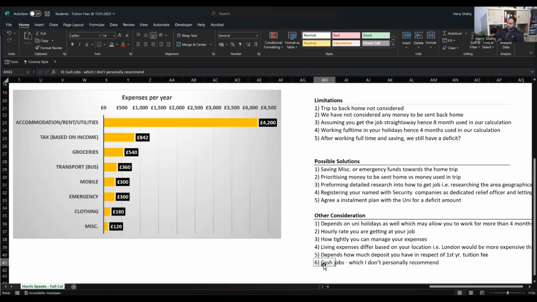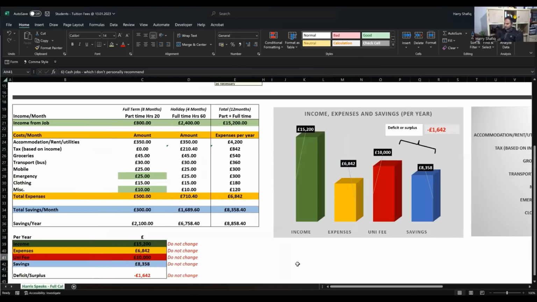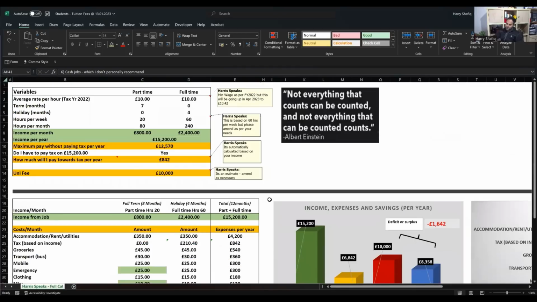But this was basically an overview of the spreadsheet. I would share the link in the description and you can download this for free. I have invested time into this, and the idea was when I was a student, this would have been a goldmine for me. Let me know what you think about it.